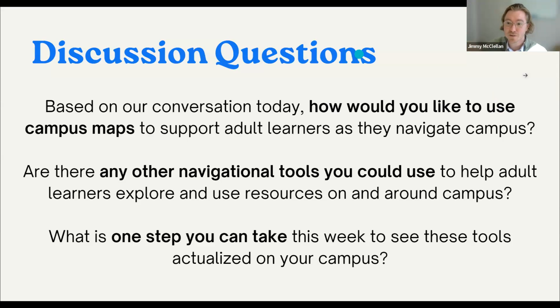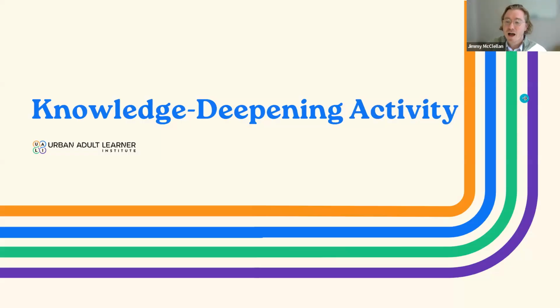I am going to move us along because you all might be curious about how to do this and how it's been done in the past. So as part of our knowledge deepening activity, LT is going to walk us through her practice that she's done with LMU in Los Angeles, how she was able to create a campus map that includes many of the best practices that we talked about with annotations and how to do that through Google Maps.